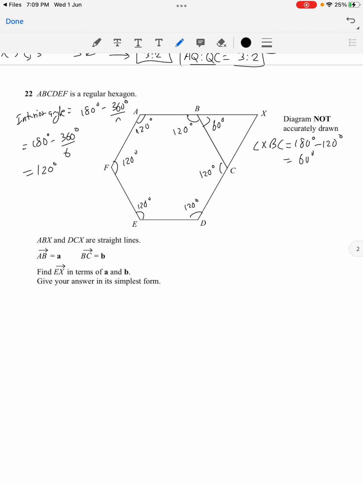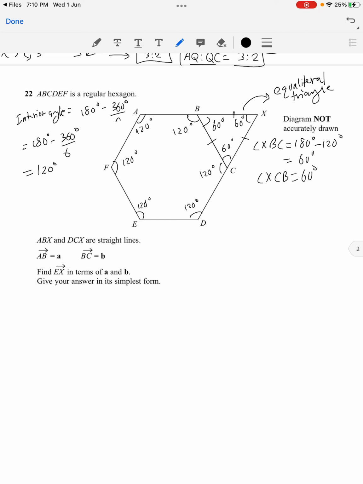Since the same concept applies, we know that XCB is also 60 degrees, since this line adds up to 120 as well. So looking at this, you can make the assumption that this is an equilateral triangle. You highlight that to show the examiner that you know this is an equilateral triangle. To confirm it, you can do 180 minus 60 plus 60. This should be 60 as well.